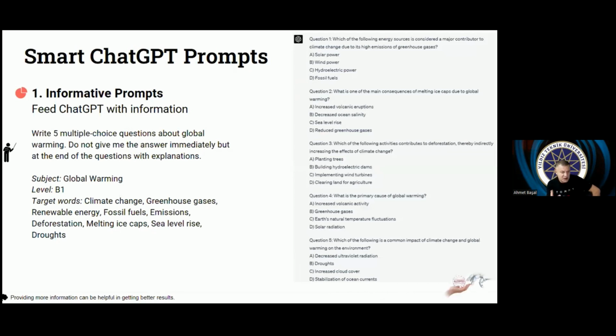Okay, from my perspective, there are 4 fundamental prompts that you get the most out of ChatGPT when you ask a question. This is called query. This is called prompt. The first one is feeding ChatGPT with information.